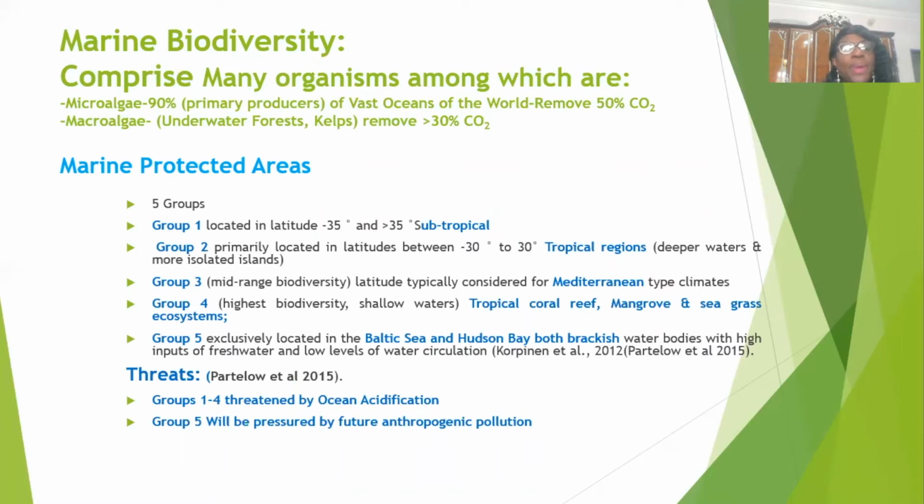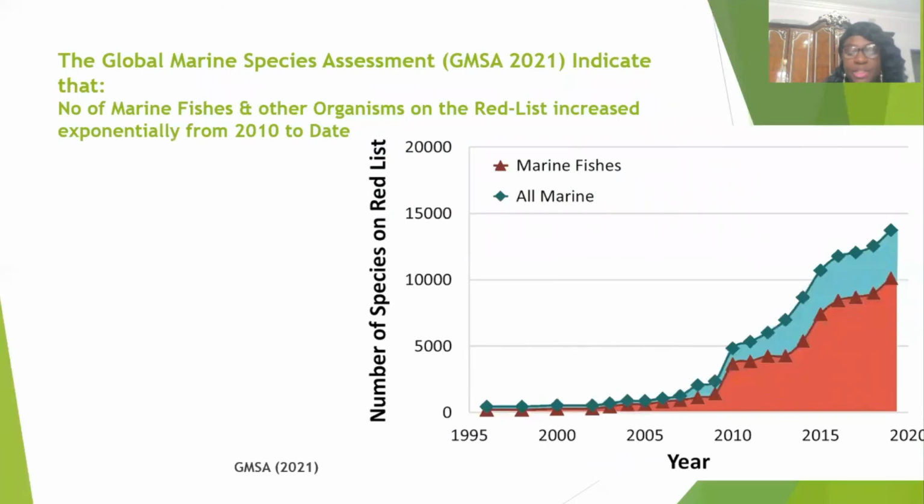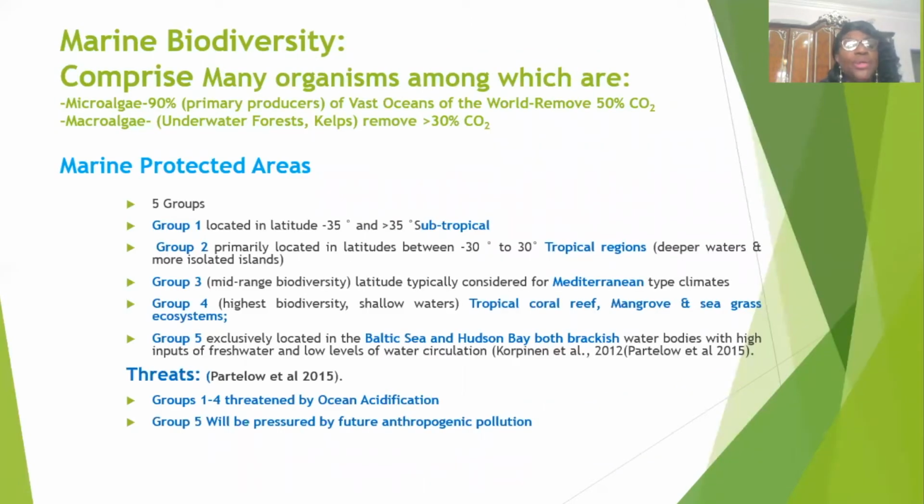Marine biodiversity. The marine environment comprises many organisms, among which are microalgae, which constitute about 90% of primary producers of the vast oceans of the world. And these remove up to 50% of carbon dioxide from the atmosphere. Macroalgae are present as underwater forests like kelps, and these remove more than 30% of carbon dioxide.